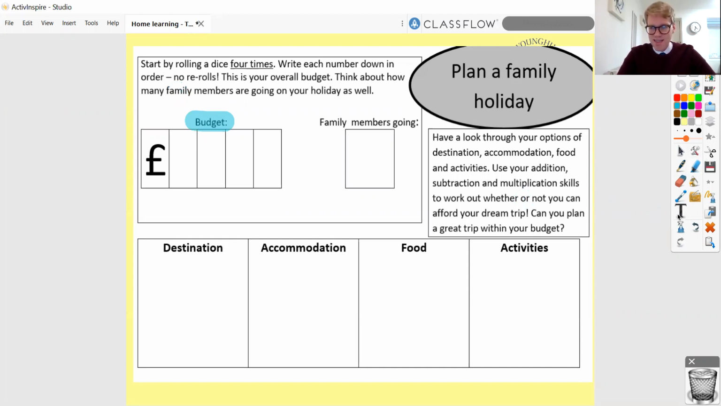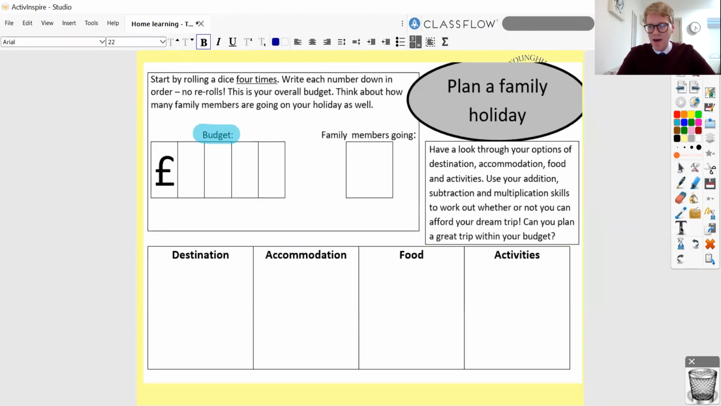I'm going to suggest a 6-sided dice for this one. So let's say, for the sake of argument, I was rolling and I got a 2 first of all. So it needs to be a 2 first of all. And then I rolled, got a bit luckier then, got a 6. And then I rolled a 3 and then a 1. This would be my budget then. That number is £2,631. That is my overall budget.